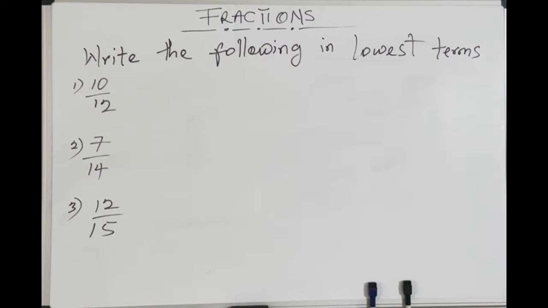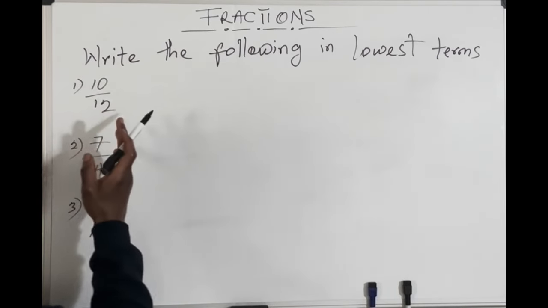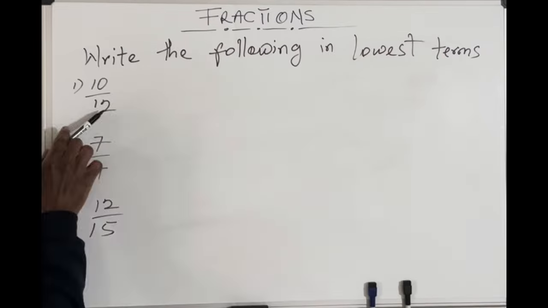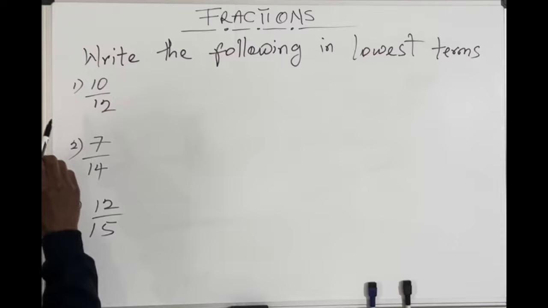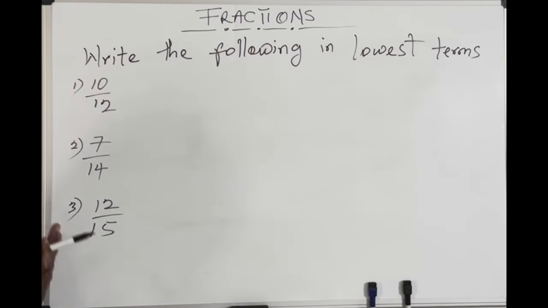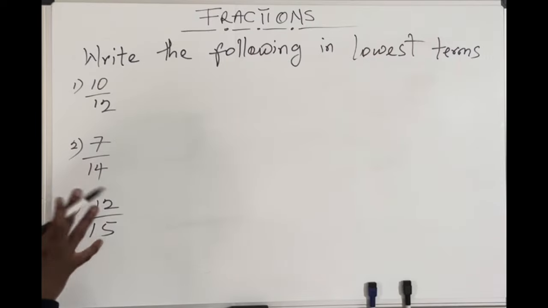So with more examples, let's see. We are told to write the following in lowest terms. So we jump to the first one. What number will go through 10 and at the same time 12? Always ask yourself that question. You can start from 1. No, 1 is no. You move to the next number, 2. Okay, 2 can do it.